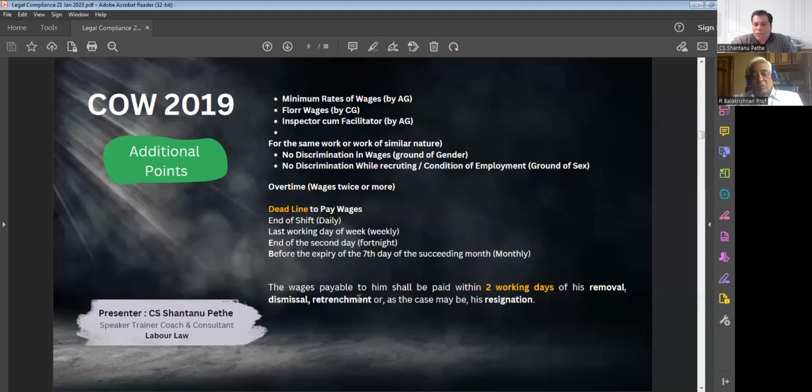Now, an inspector-cum-facilitator will be appointed by the appropriate government, and he will be the initial person responsible for checking that the law is complied with by all.